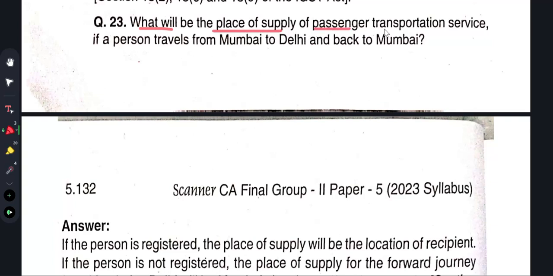Place of supply of passenger transport service if a person travels from Mumbai to Delhi and back to Mumbai. So the supply of service of passenger transport is from Mumbai to Delhi, then back to Mumbai. Is he a registered or unregistered person? That is the question.